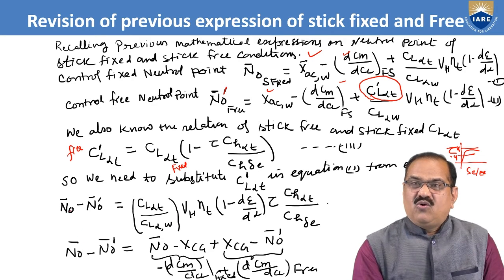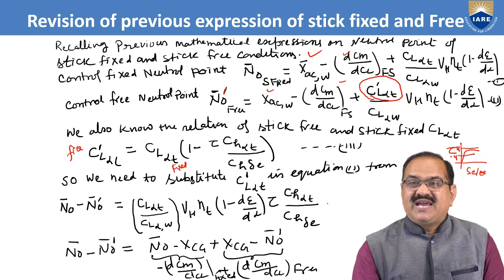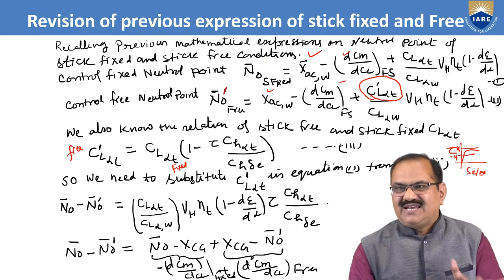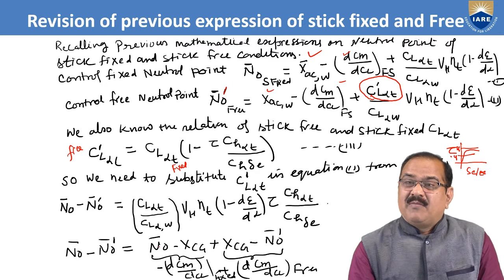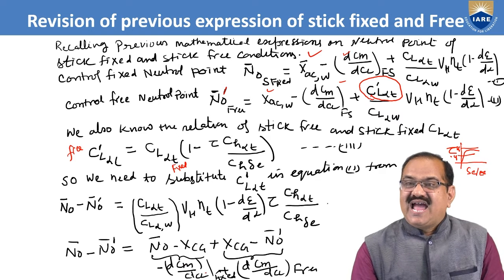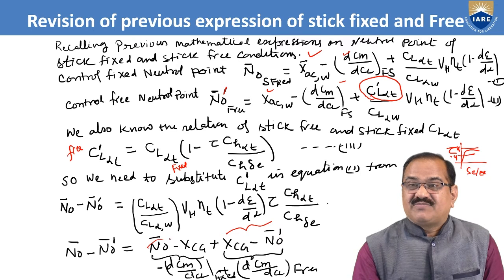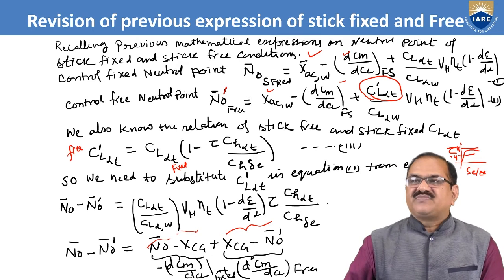For this N naught, we can make N naught minus XCG, and for this N naught prime, we can make plus XCG minus N naught prime. So minus XCG plus XCG, no variation, it is balanced. But you know that N naught minus XCG is minus dCM by dCL for the fixed case, and here XCG minus N naught prime is minus dCM by dCL free. So this is the case of free and this is the case of fixed. That is the variation.